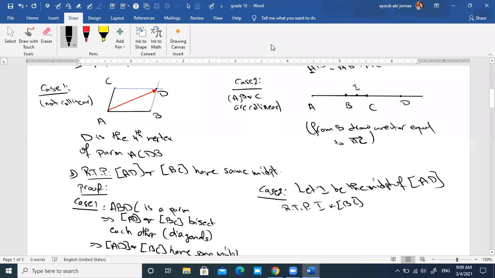Okay. Yes. To prove BI equal IC, I first proved AB equal CD. How did you prove that AB is equal to CD?